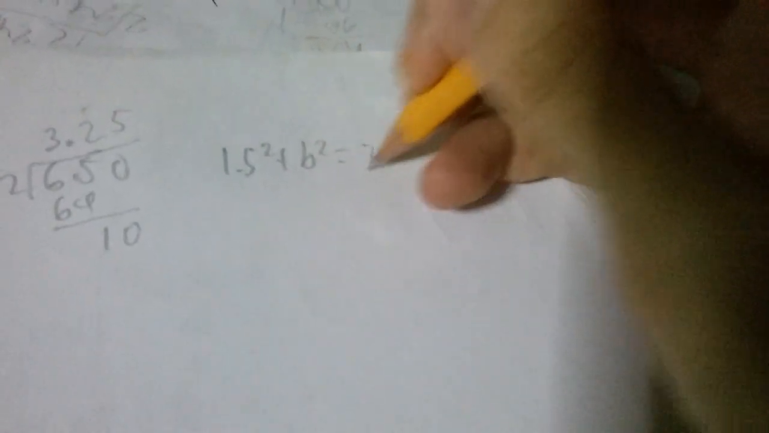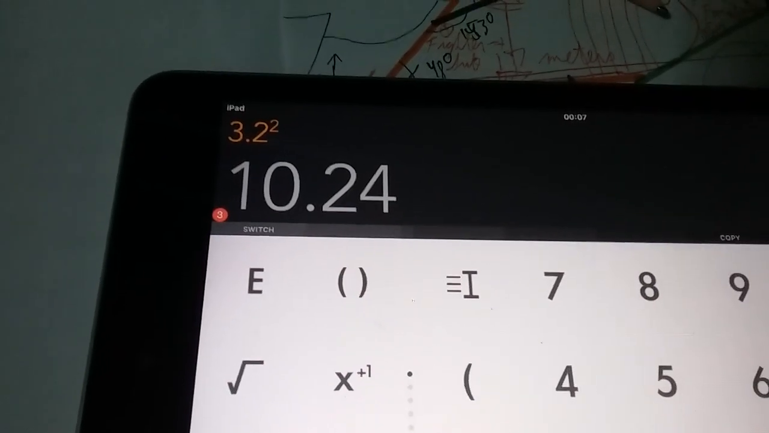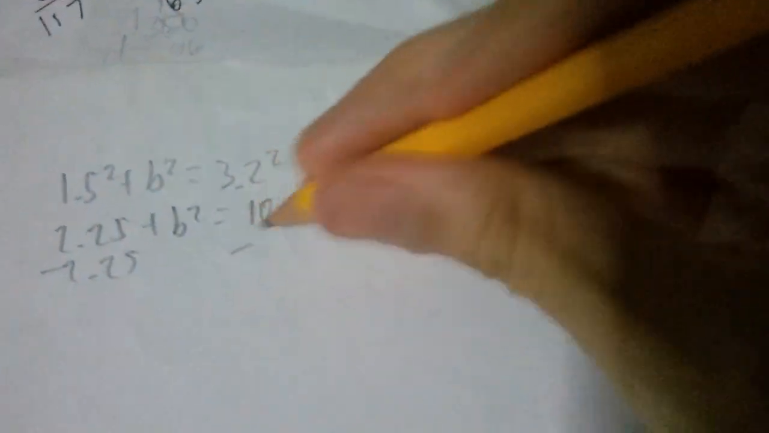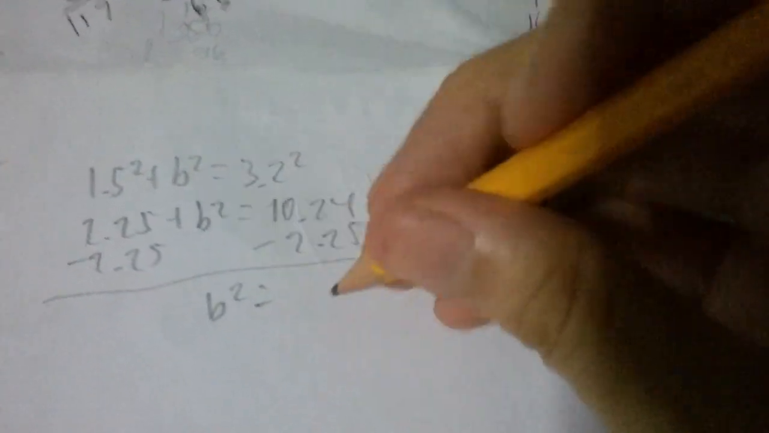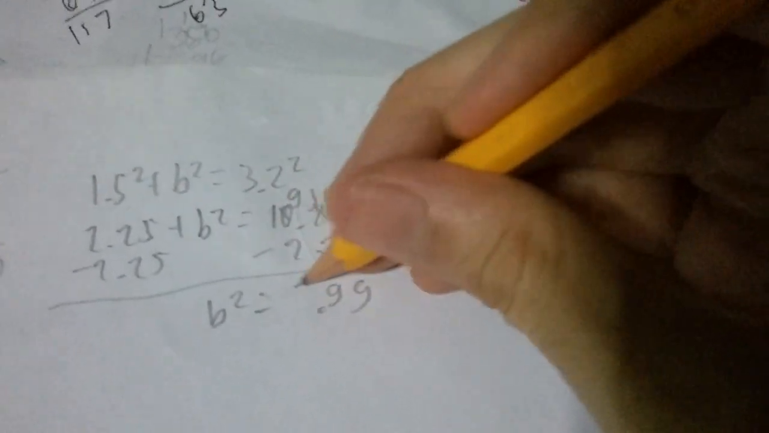Let's do it now. So we have 1.5 squared plus b squared equals 3.2 squared. We know that 1.5 squared is 2.25. B squared, we don't know. Then 3.2 squared, I may need to use a calculator to be sure of the answer. So look at this. 10.24. Now subtract 2.25 on both sides. This becomes b squared is equivalent to 10.24 minus 2.25, which is 7.99.